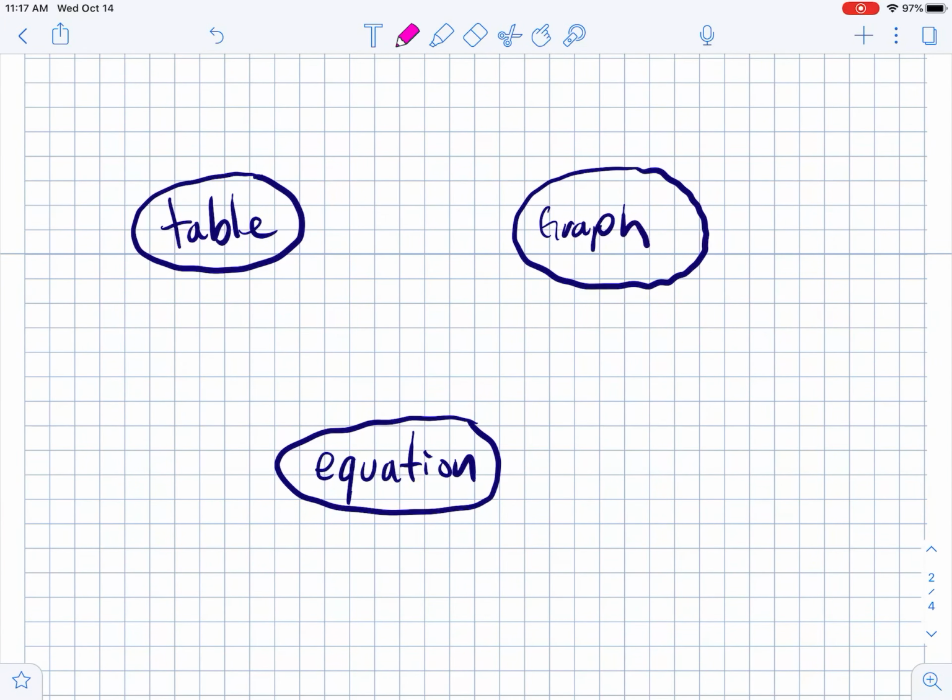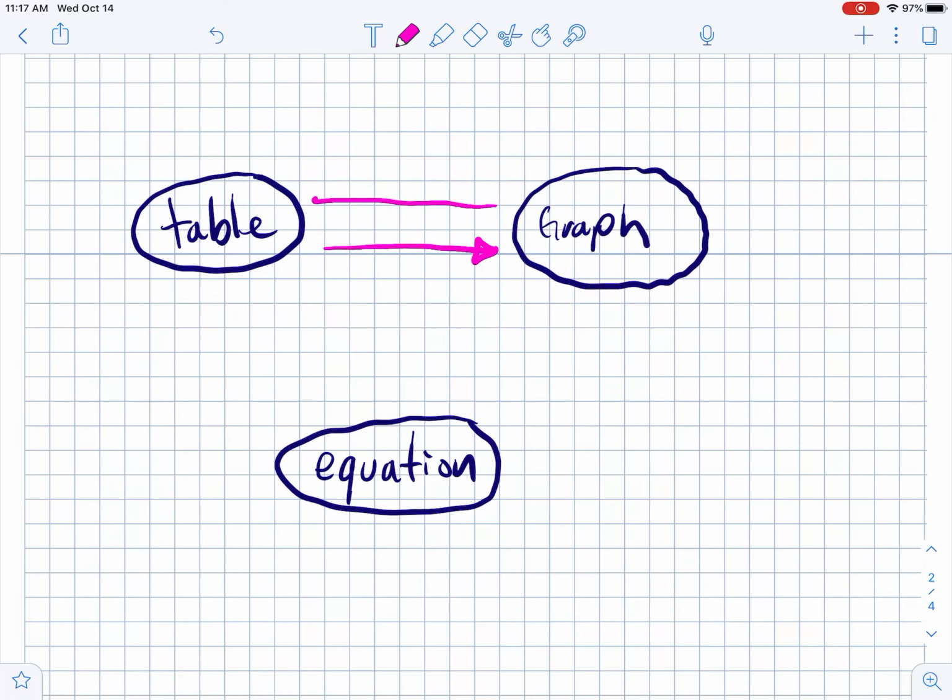The last thing I want to touch on is that we've been looking at 3 different versions of relationships or functions, whatever you want to call them. We've looked at tables, we've looked at graphs, and we've looked at equations. Now, you guys should be able to move in between these pretty easily. Like if we give you a table, you could turn that into a graph by plotting the points from the table, because remember, a table is just coordinates.